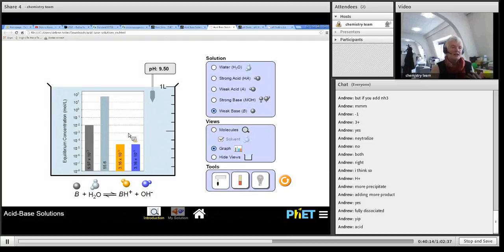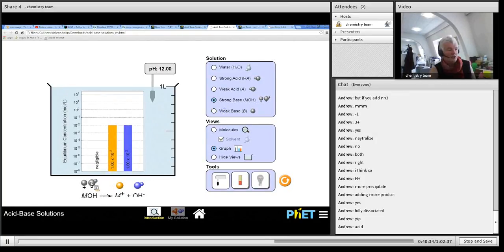So do you get an idea of the species we have in solution? By species, I mean this: my base, my water molecules, my base that's reacted with the water, and my hydroxide. Or for a strong base, my species are my metal hydroxide, which I don't have present here, my metal ions, and my hydroxide ions. Is that clear that you can do those? That you can see that?